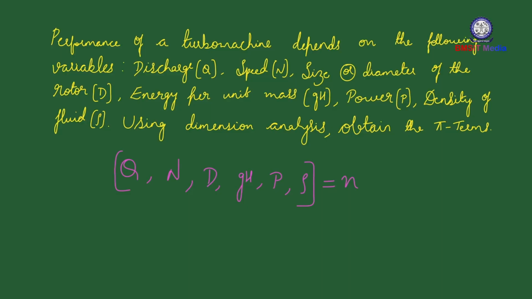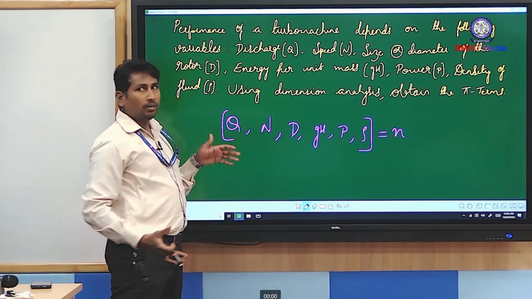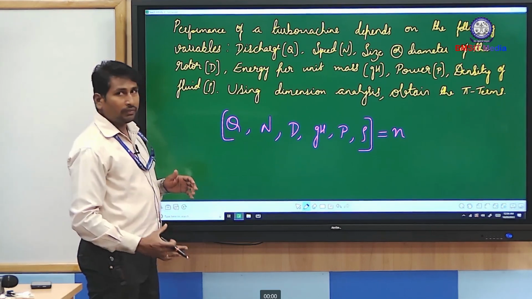So how to group this? If I solve the problem analytically using all 6 variables, the length of the problem may go on increasing, and it is very difficult to finally approach one solution.